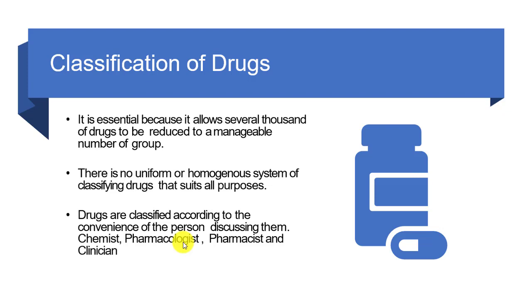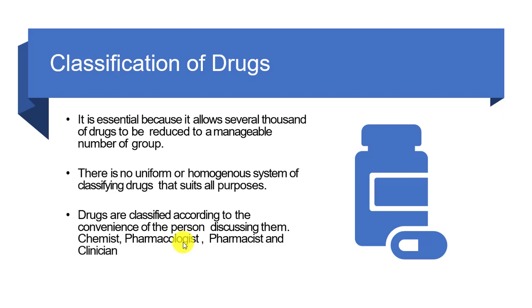For example, a chemist may classify a drug in a different way, a pharmacologist may classify it in a different way, a pharmacist may classify it in a different way, and the same way a clinician may classify it in a different way. So the drug classification is not coherent, it does not revolve around a system, or it does not have a meticulous system. It is basically classified according to the convenience of a person.